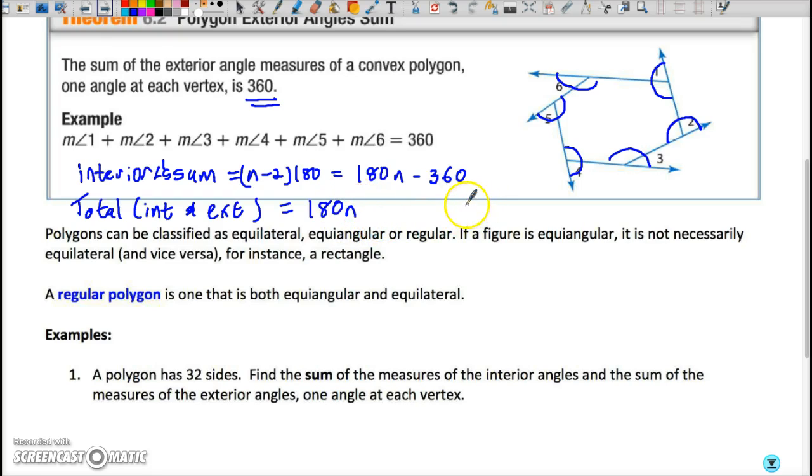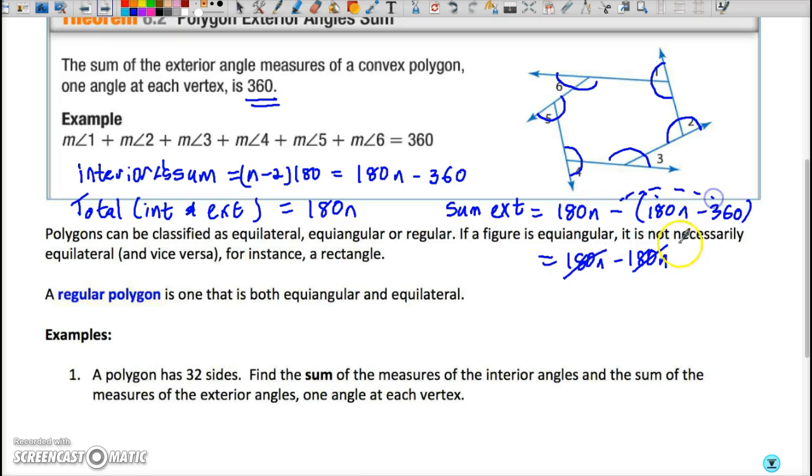If you now want to figure out just the sum of the exterior angles, then what we can do is subtract those two. So we're going to take the total, which is 180n. We're going to subtract the interior sum, which is 180n minus 360. And what you should see over here is that the 180n minus 180n will cancel out. And then we distribute that minus sign and we get plus 360. And this allows us to confirm that the sum of the exterior angles of a polygon would be 360 irrespective of the number of sides.